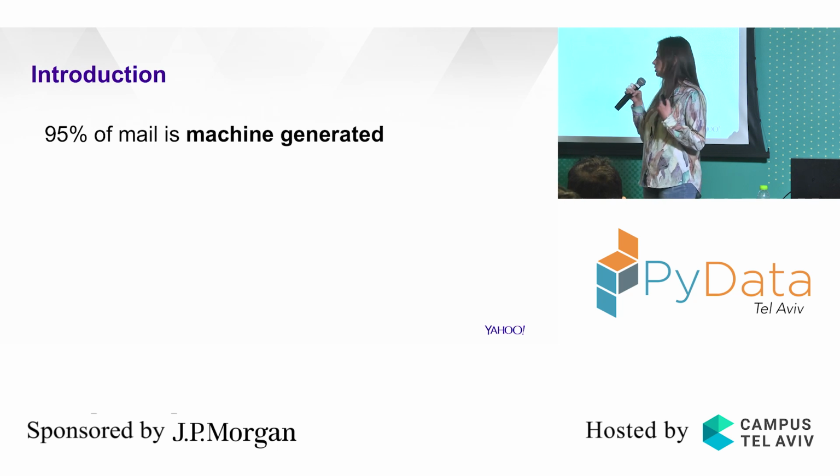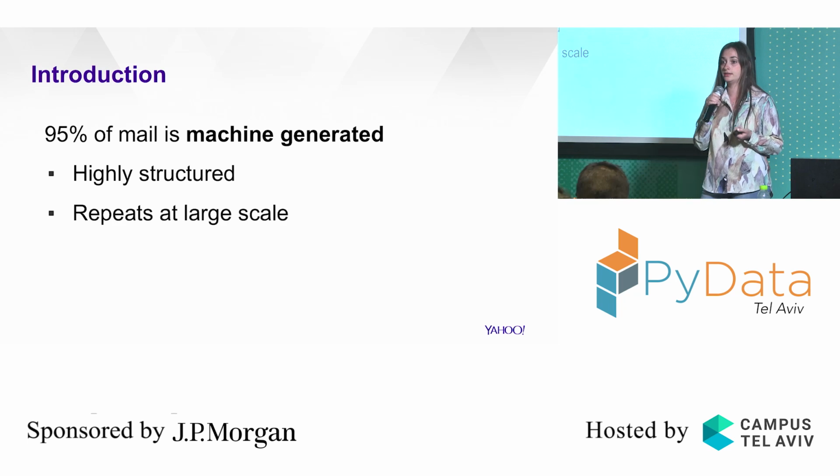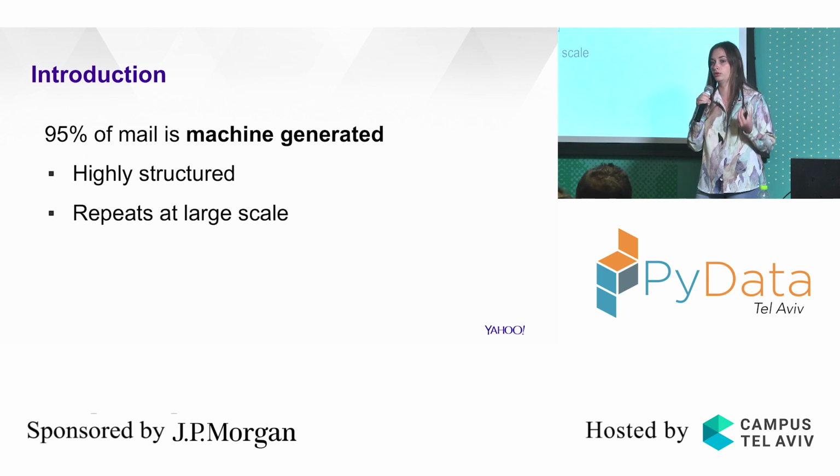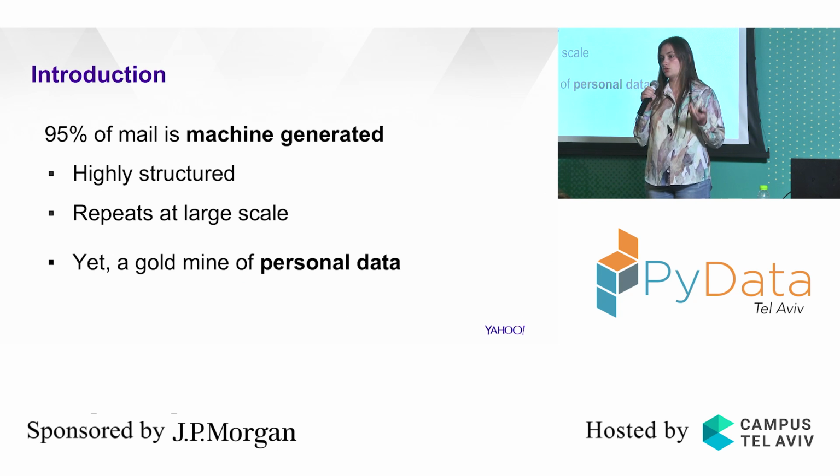What is so special about this traffic? First of all, it's highly structured. It's a script and not a person typing a message. And it repeats at large scale. No one will write a script to generate 10 messages. It will be repeated many, many times for different users, the same script, and yet it is very important and personal data. It's used in a lot of features that help users, also for marketing. And the nature of this traffic, the fact that it's repeated at large scale and very structured, helps us apply learning techniques and extractions.